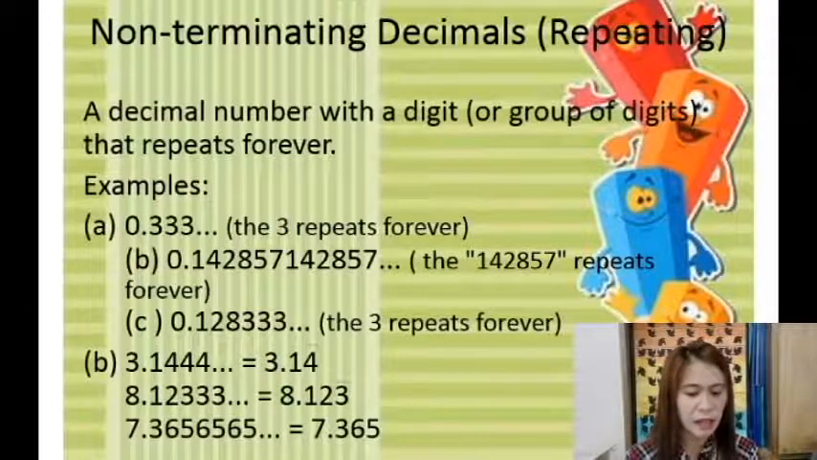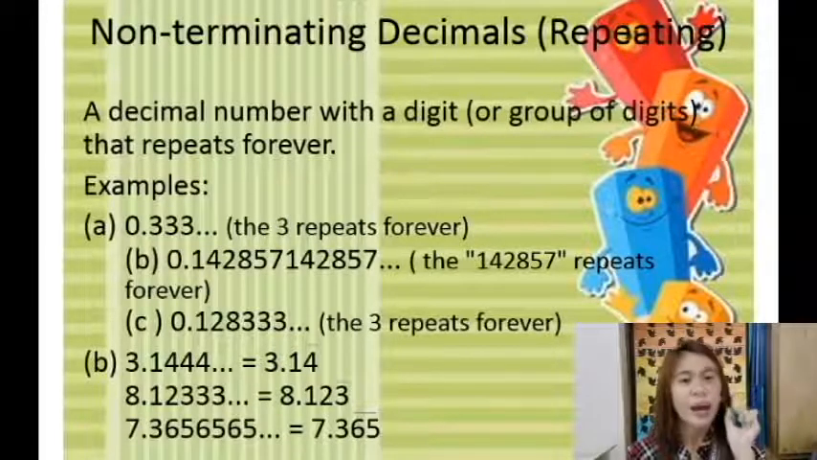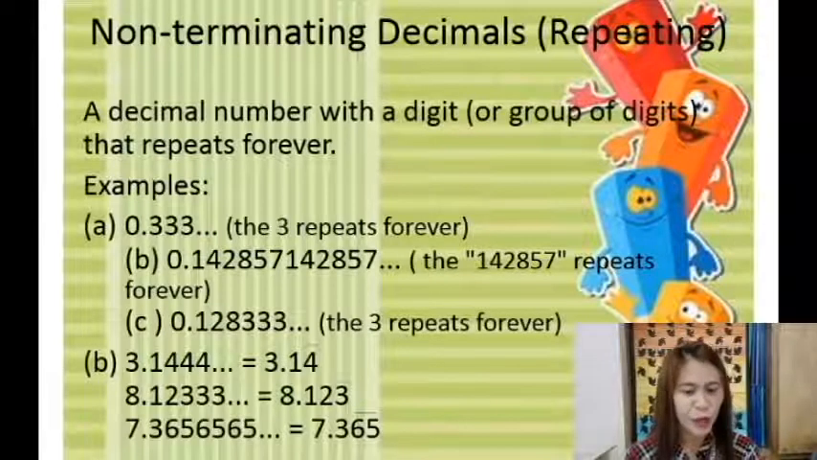Okay, so next, 365665. The 65 repeats, so two digits. The 65 also gets a vinculum, and the 65 is the repeated part.